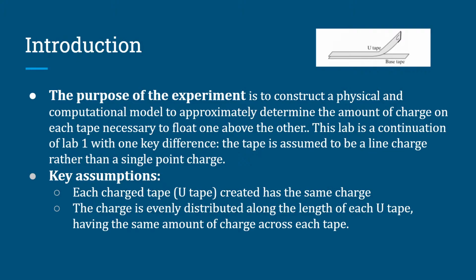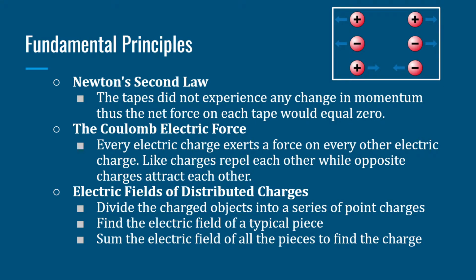This lab is really a continuation of Lab 1 with one key difference. The tape is assumed to be a line charge rather than a single point charge concentrated in the middle of the tape. Some key assumptions we made were that, 1, each charged tape created had the same charge, and 2, the charge is evenly distributed along the length of each U-tape, having the same amount of charge across each tape.